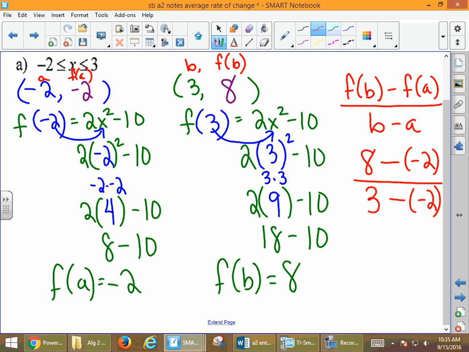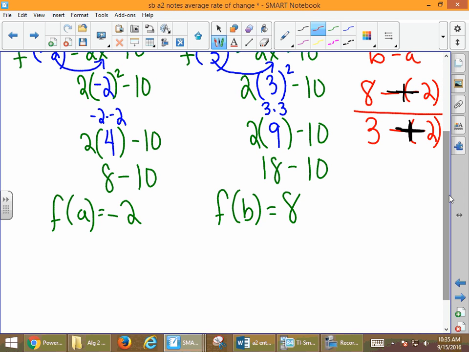Double negative gives us a positive. Here and here. And when we do, 8 plus 2 is 10. 3 plus 2 is 5. And finally, our average rate of change will be 10 divided by 5 equals 2. That's our average rate of change. Average rate of change is the same thing as slope.